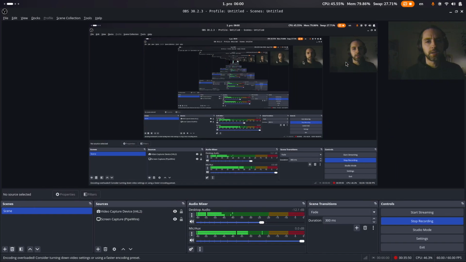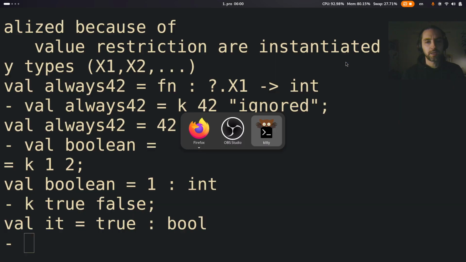What is he showing? Wait, is this still encoding? Okay.